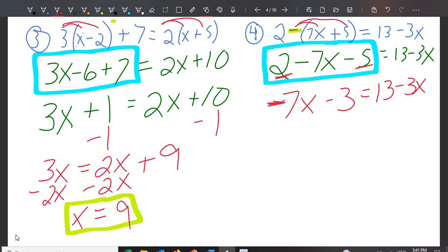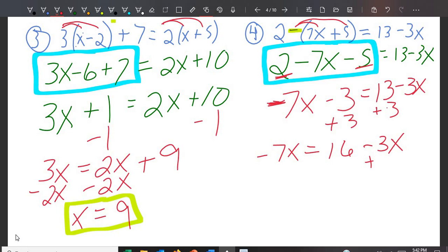Now, I'm going to move the constant over, so I'm going to add 3 to both sides. I've still got -7x on the left. I've now got 16 minus 3x on the right.